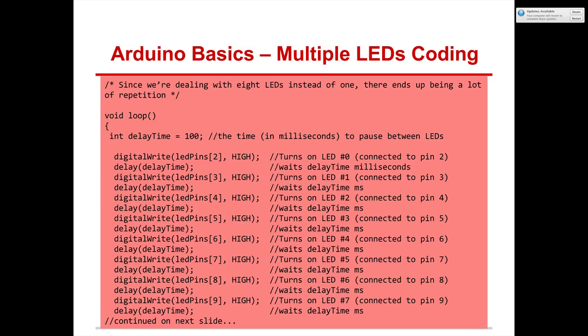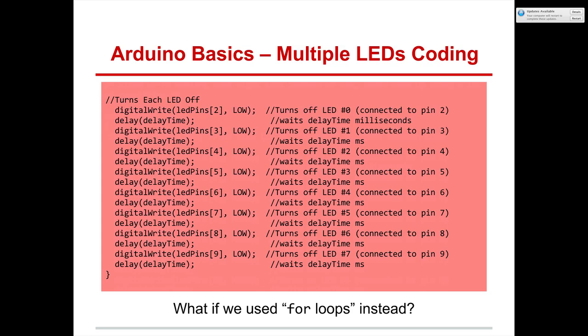If we did it as an array, or if we did it even just with pins, you kind of get the sense of how much code we'd have. And it just physically doesn't make sense to copy and paste. Let's use for loops instead.